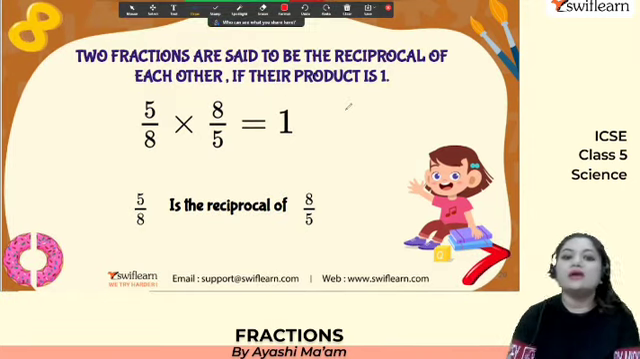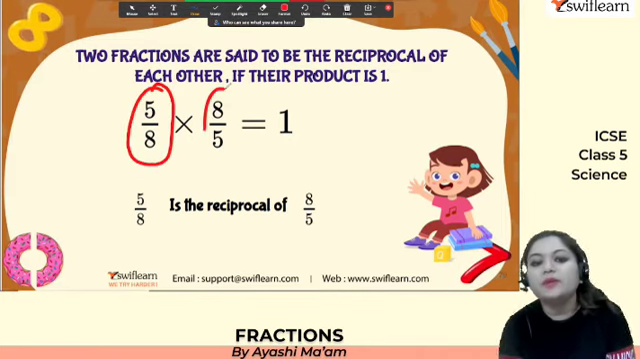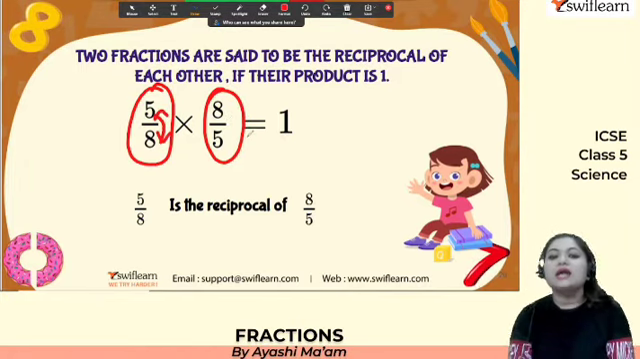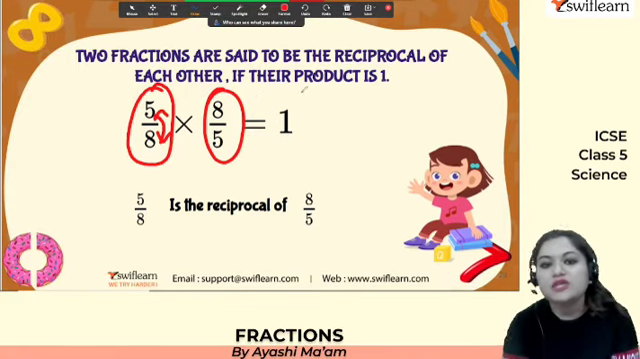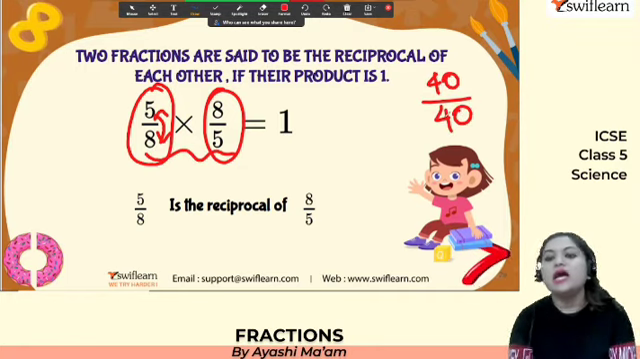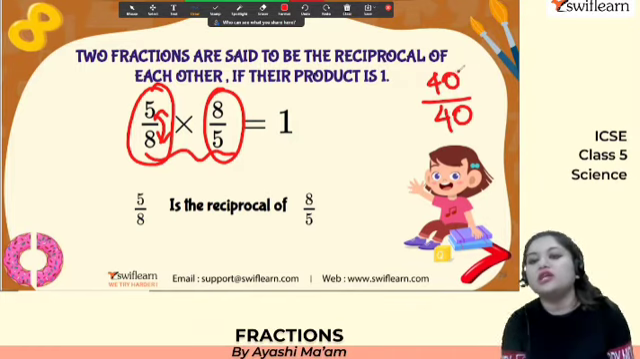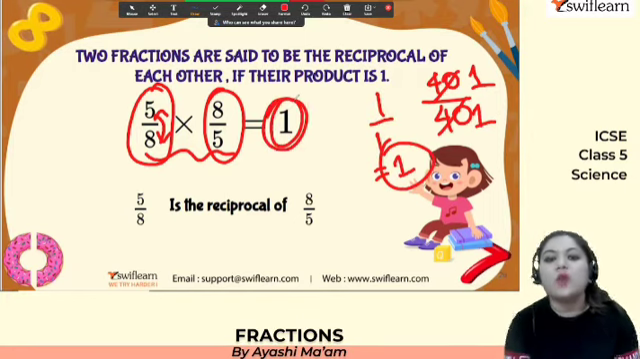Next, two fractions are said to be reciprocal of each other if their product is 1. Suppose 5 by 8 is a fraction. The reciprocal of 5 by 8 will be 8 by 5, right? Interchanging, switching the numerator and the denominator. Now you can simply cancel. 5 times 8 is 40, and here also we have 8 times 5, that is also 40. So you can divide both the numerator and denominator by the same number, 40. That is 40 times 1 over 40 times 1, and 1 by 1 means 1 only, right? So our answer is 1.